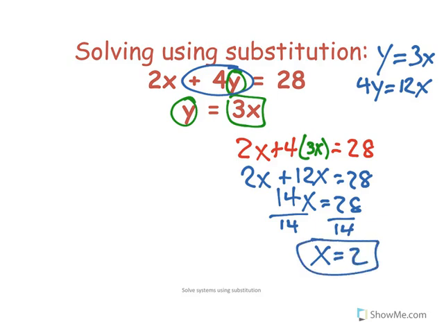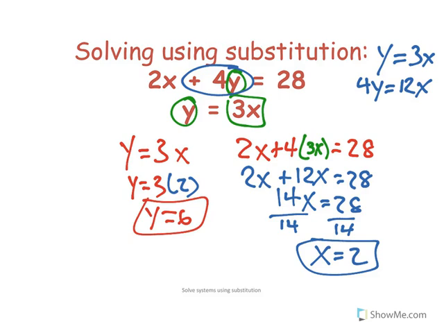And of course, I'm going to want to use the second equation. Again, you could use the first one, kind of a big waste of time, though. So we get y is equal to 3 times 2. y is equal to 6. Nice and easy, right? We've got 2 comma 6.